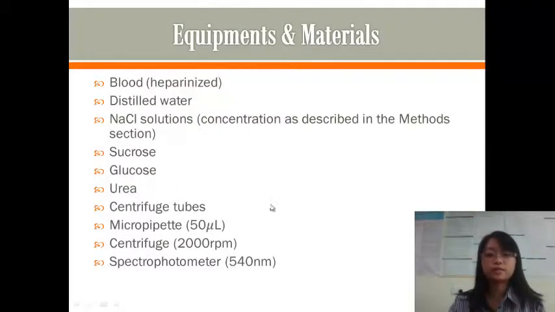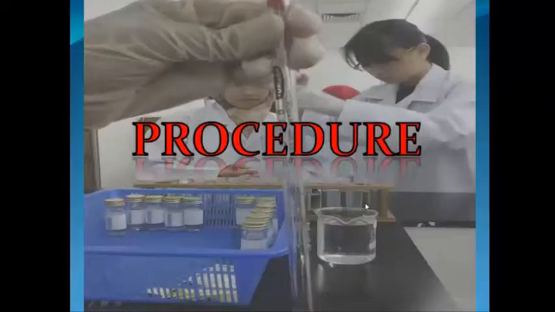This is the equipment and the material that we have been using in this experiment. So you can see this is the list that we have used. Now we move on with the procedure.